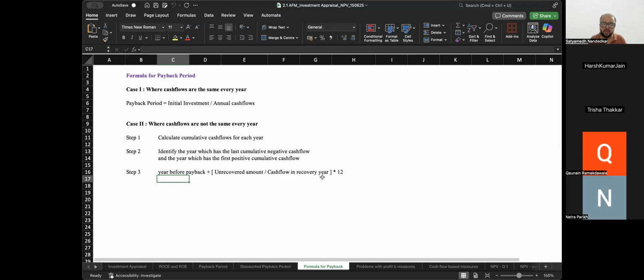How do you calculate the payback? If you have the same annual cash flows every year, then the formula is initial investment upon annual cash flows.